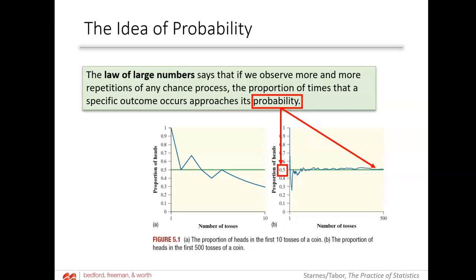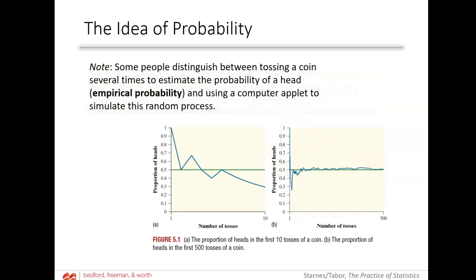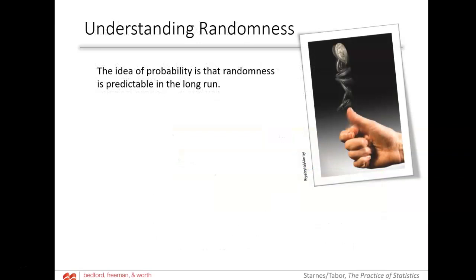The law of large numbers says that if we observe more and more repetitions of any chance process, the proportion should approach the actual probability. So in this case, tossing a fair coin should land on heads 50% of the time, and we see that illustrated by the law of large numbers. There's a note. It says some people distinguish between tossing a coin several times to estimate the probability of heads, meaning the empirical probability, and using a computer applet to simulate this random process. So there you go. It would be fun in class. Maybe we'll all toss a coin so many times and put our data together. I think that's something we could easily do.